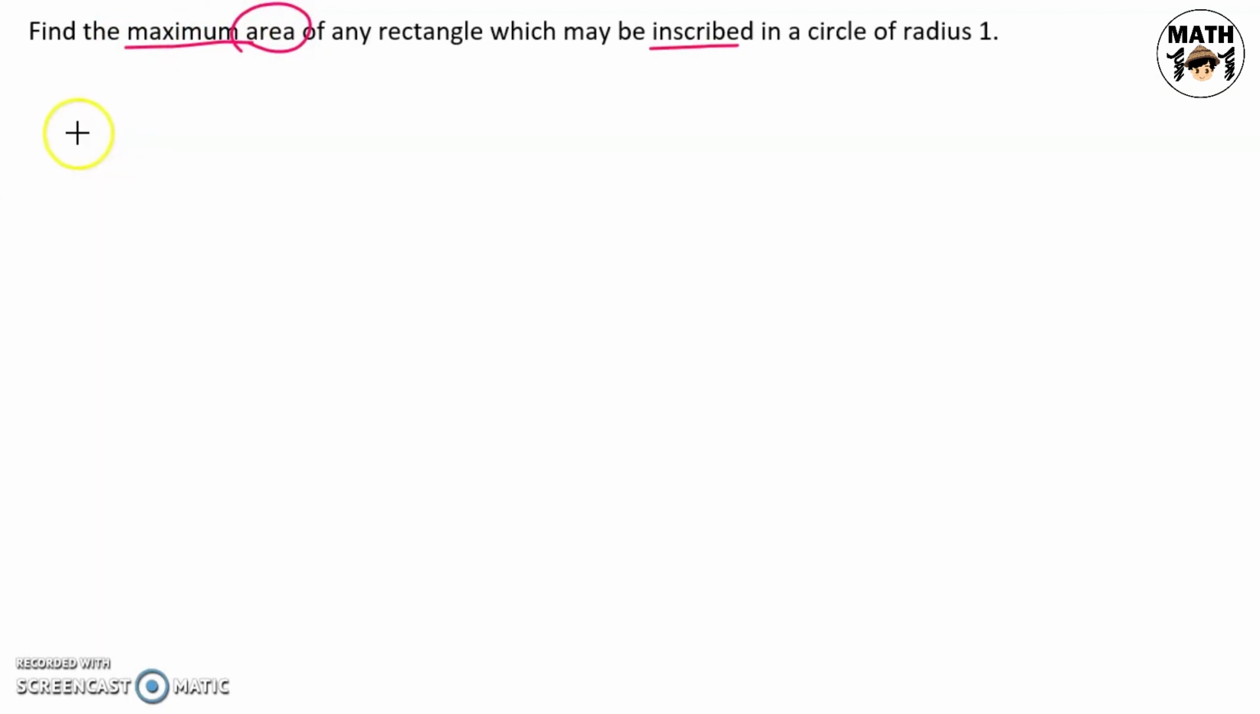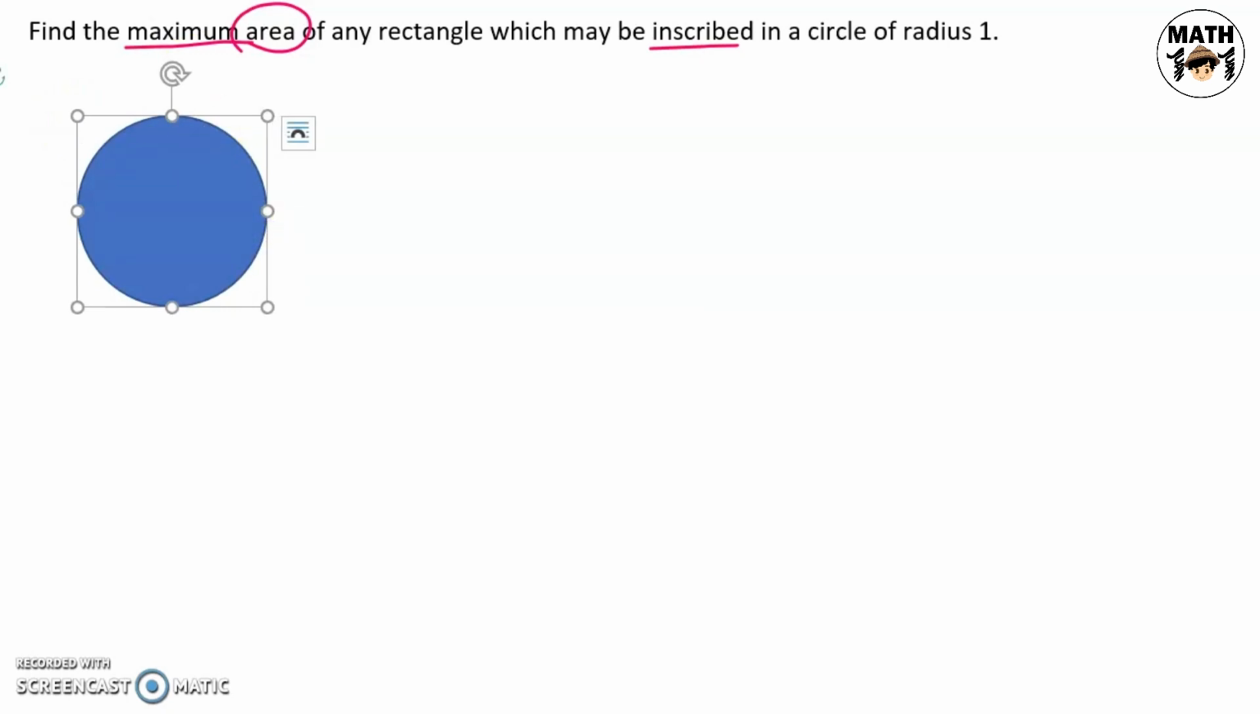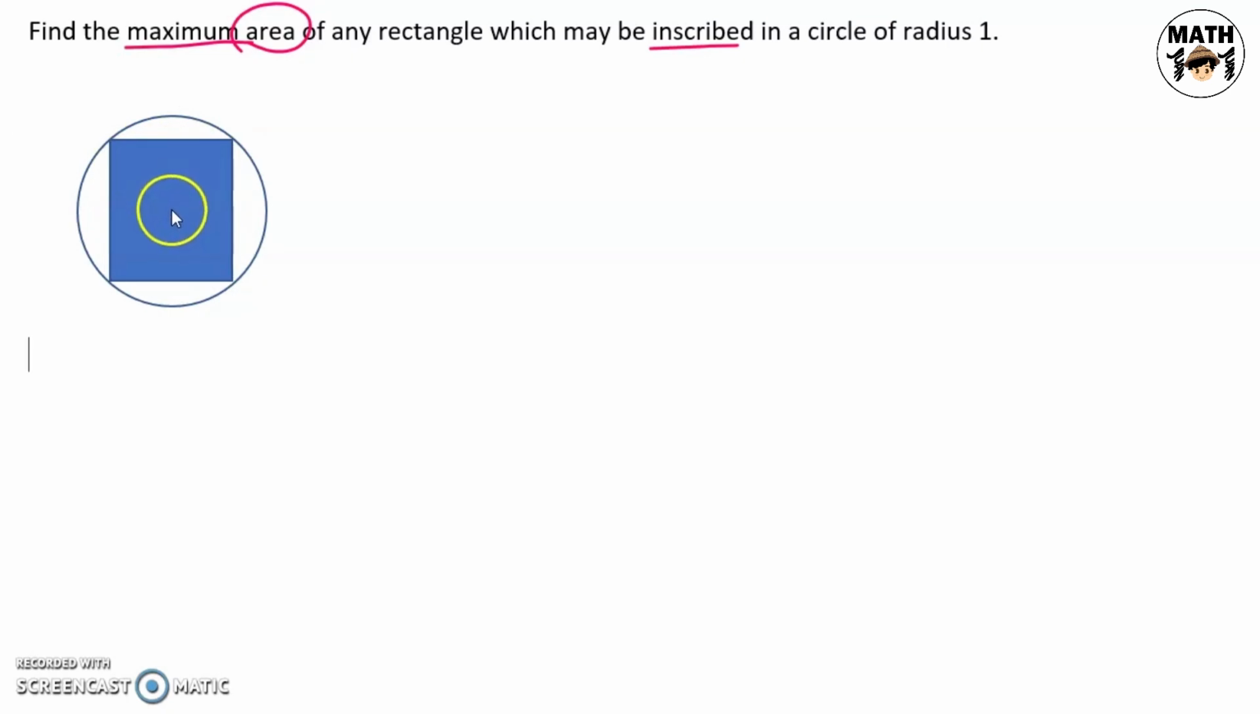Let's say we have this circle, and ang radius niya is 1. Tapos, meron tayong naka-inscribe na rectangle. Ito yung radius niya. That is equal to 1. Sulat natin yung dimension ng ating rectangle. Tawagin natin to as x, and this dimension as y.